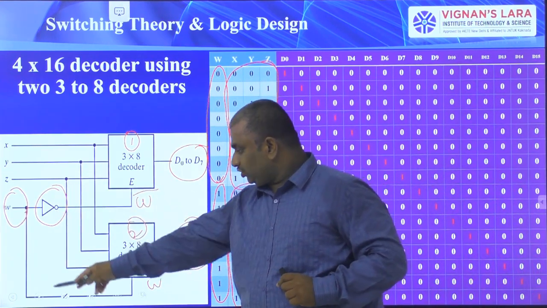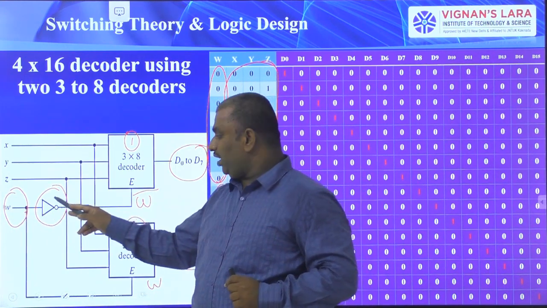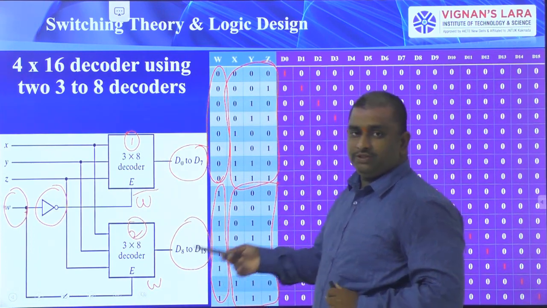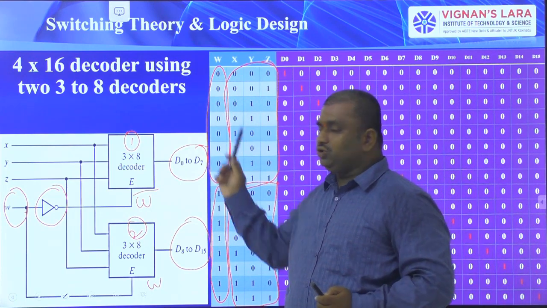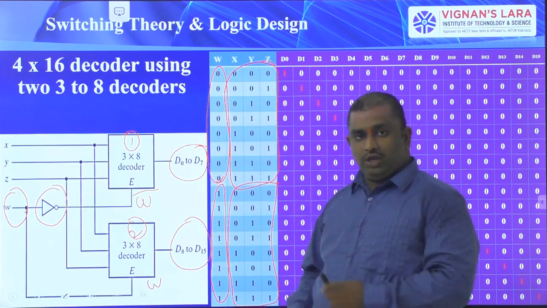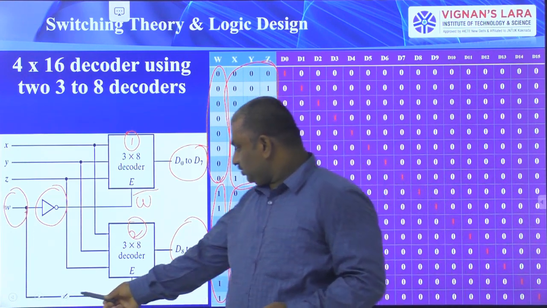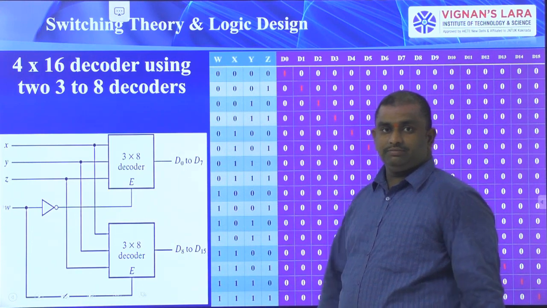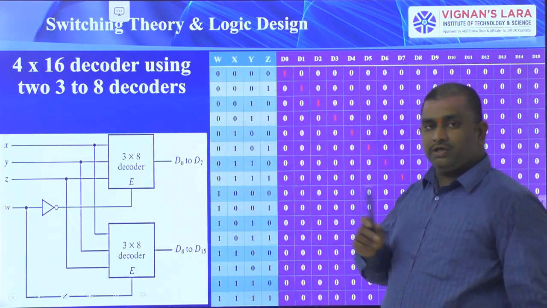So W equal to 0: we have connected the W signal with an inverter to the first decoder, and the W signal directly to the second. This is the 4 to 16 decoder using two 3 to 8 decoders. You have to practice these diagrams perfectly. Note down this diagram. Pause this video for 2 minutes, I will continue this class.